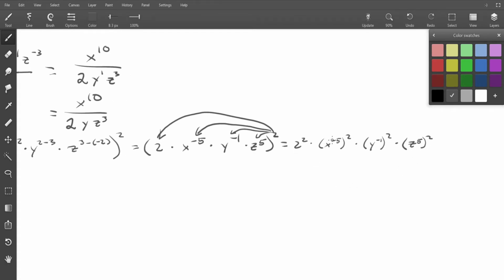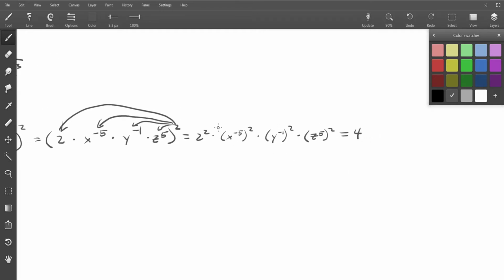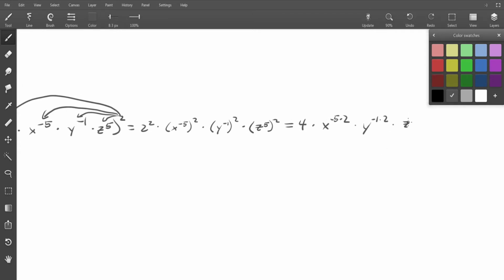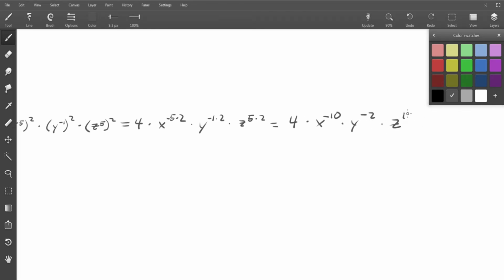Then you can just apply the power rule directly to go ahead and multiply these together. I can also simplify this 2 squared. That's just going to be 4 times, well, here, again, whenever you have a power of something raised to another power, you just multiply the powers together. So we get x to the negative 5 times 2 times y to the negative 1 times 2 times z to the 5th times 2. Then we just go ahead and simplify these exponents here. We get 4 times x to the negative 10 times y to the negative 2 times z to the 10.